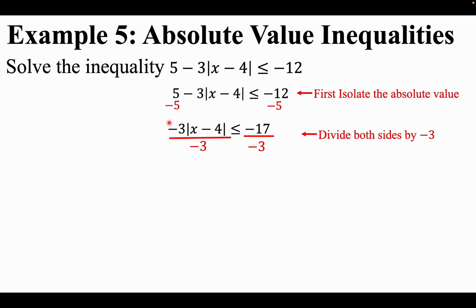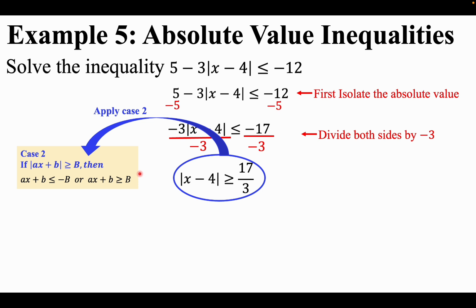Again, the negative 3 and negative 3 are going to cancel out. You have the absolute value of x minus 4. And because I divided by a negative 3, we're going to reverse the symbol. Now what this says is that it's greater than or equal to, which is case number 2. Well, what does case number 2 say? If you have the greater than symbol, or greater than or equal to, then you can make two different inequalities out of this. One is what's inside the absolute value must be less than or equal to the negative of that number, or this bigger than this.